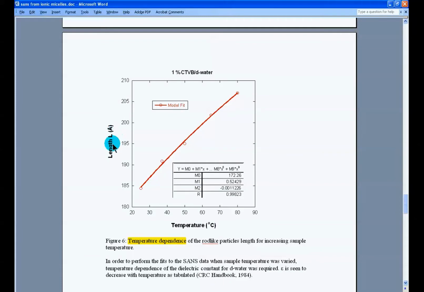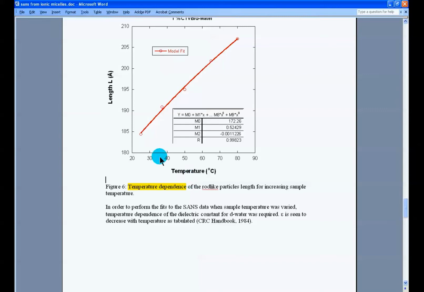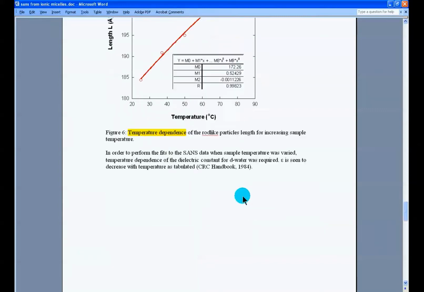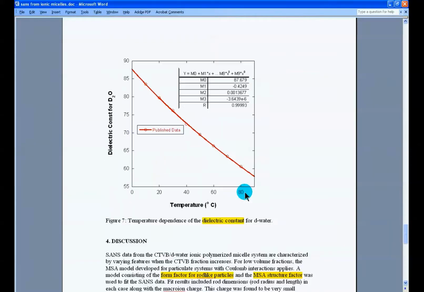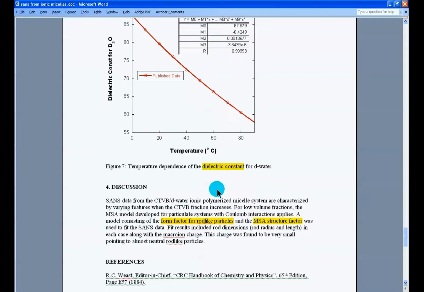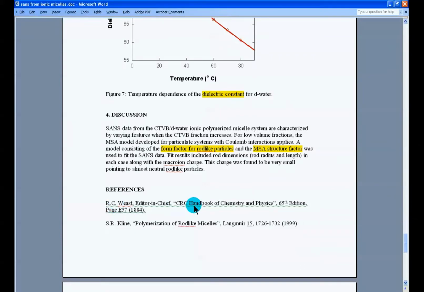We can also get the rod length versus temperature from the fits. It shows a kind of linear behavior here. In other words, rods get longer when we heat up from 25 to 80 degrees C. And here the dielectric constant changes with temperature as well. Here we're showing the tabulated dielectric constant versus temperature. This is tabulated in the CRC Handbook of Chemistry and Physics.